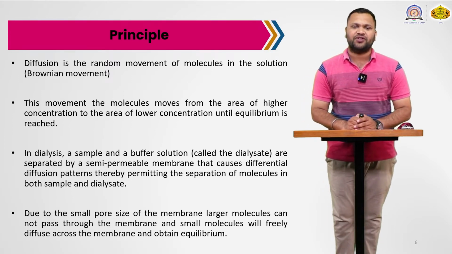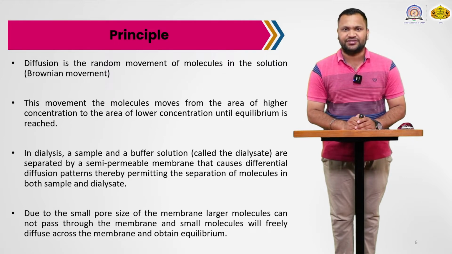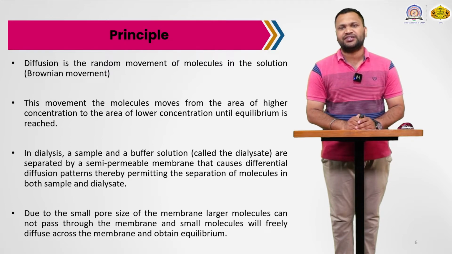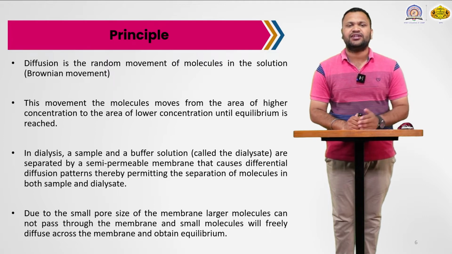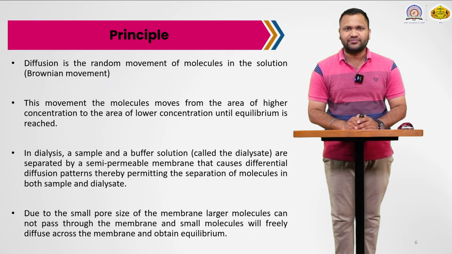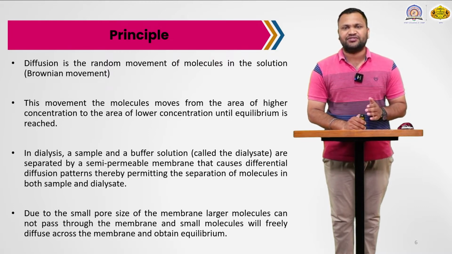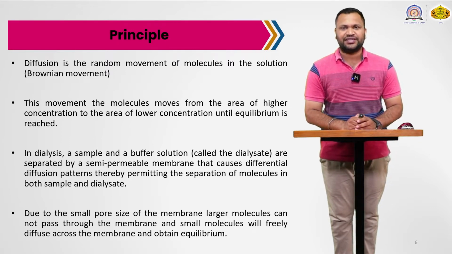So the molecules move from the area of higher concentration to the area of lower concentration, until equilibrium is reached. Equilibrium is a concept where the number of molecules in one part is the same as in the other part. For example, we have 10 molecules inside the cell and only 5 molecules outside the cell. So the molecules move from higher concentration to lower concentration until equilibrium is reached.